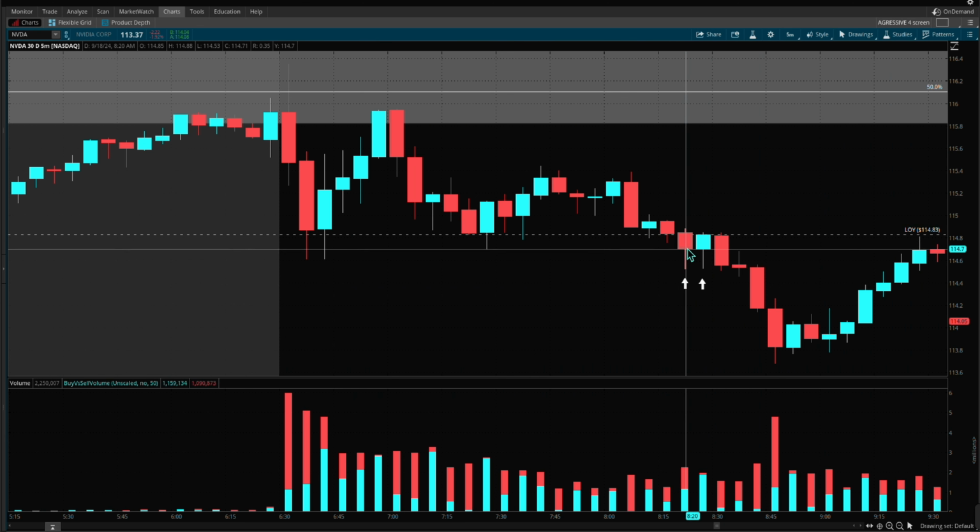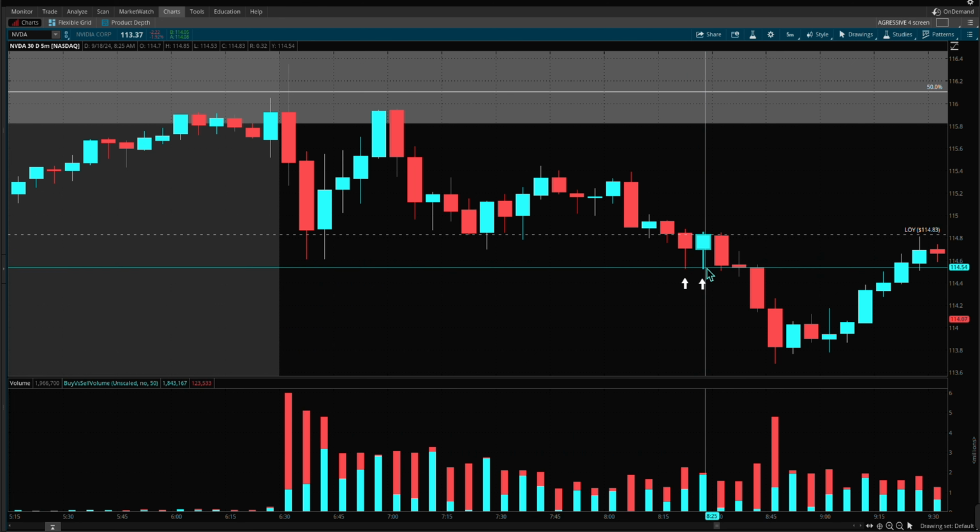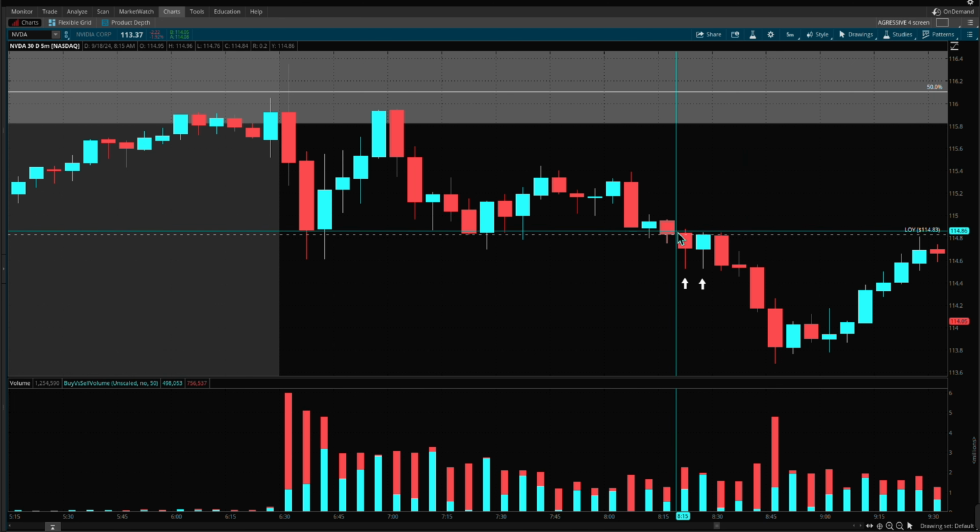Now, don't get me wrong. Long wicks to the downside, another long wick to the downside, even stronger buyer volume would freak me out and practically scare me. So most likely I would not enter. But this is a break and retest strategy, because you notice every time we hit this general support level, it always bounces every time. Besides here.